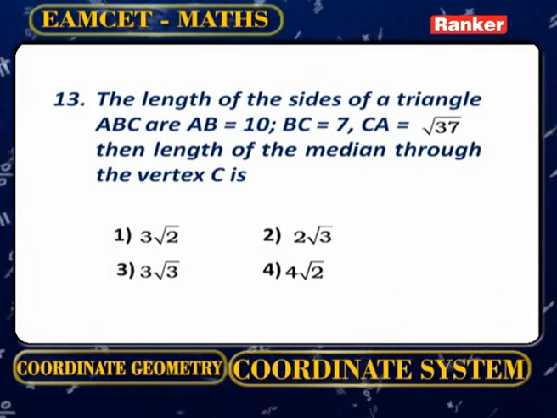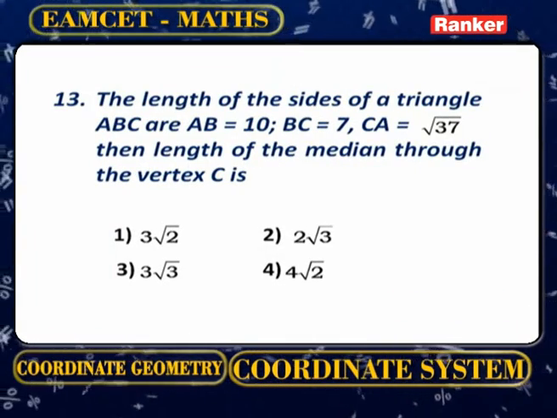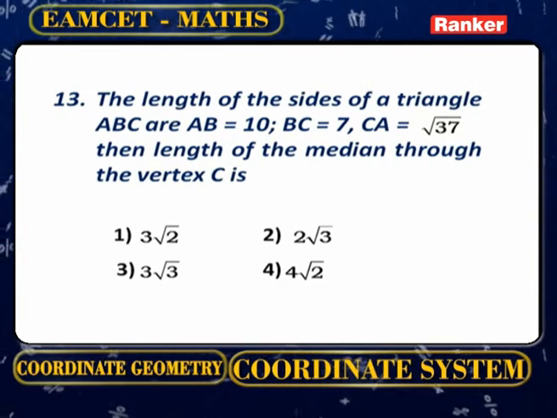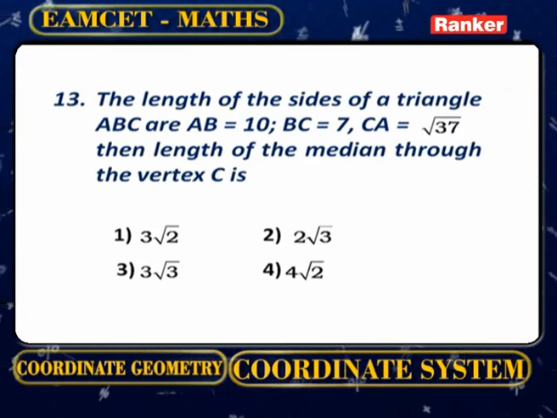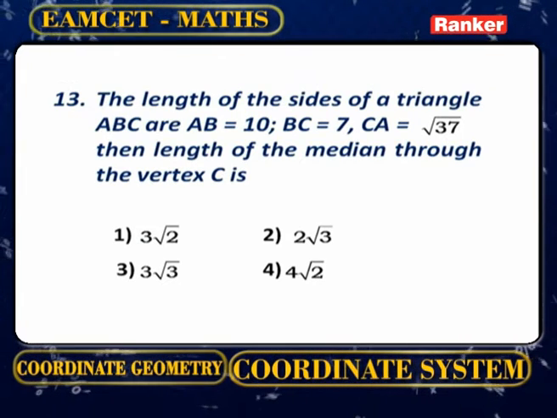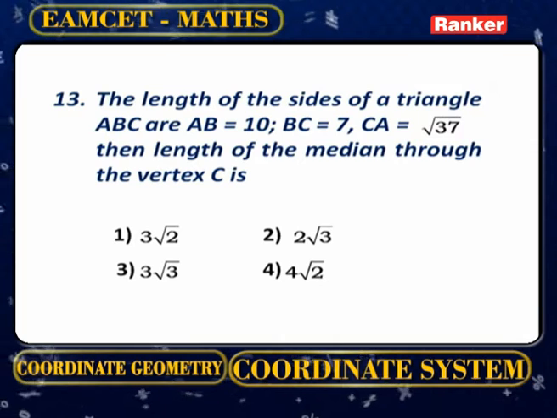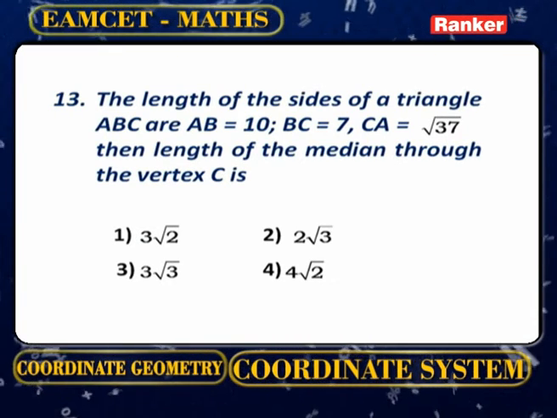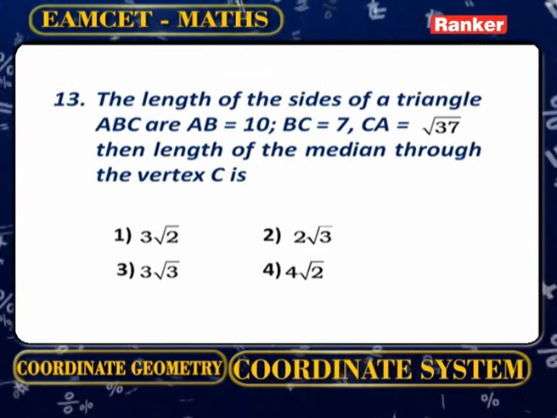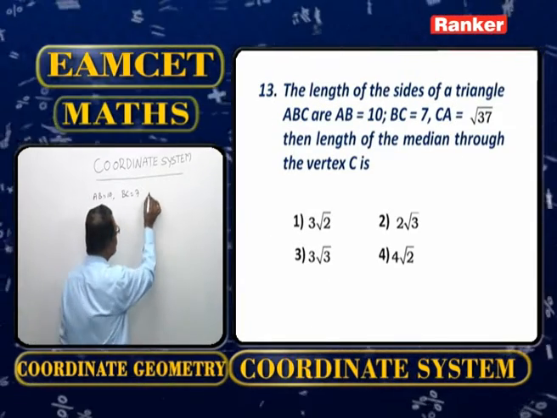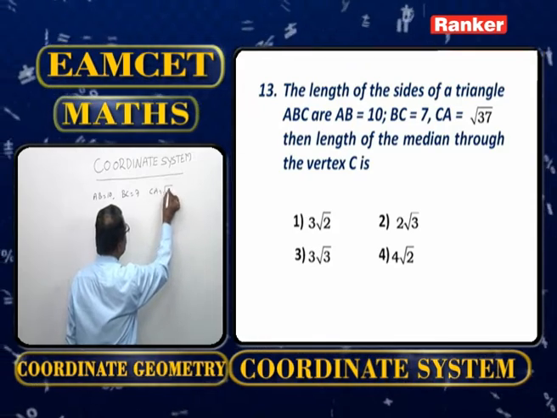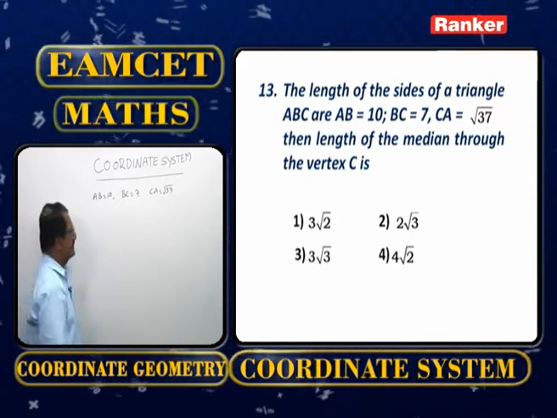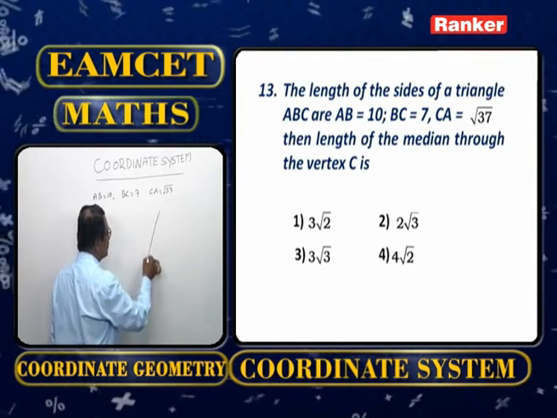Now next problem. The lengths of the sides of a triangle ABC are AB equals 10, BC equals 7 and CA equals root 37. Then find the length of the median through the vertex C.